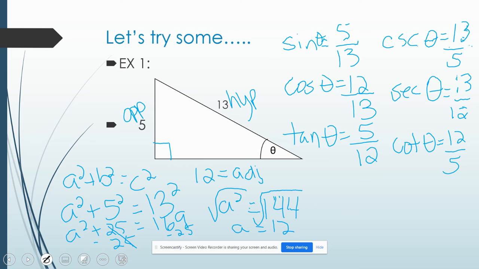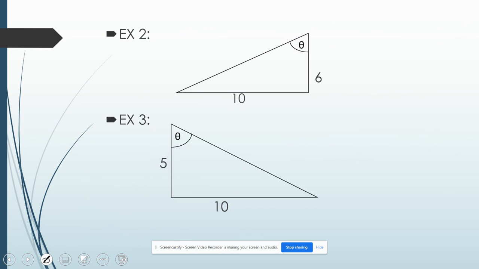Let's try one more for today. Let's do example 2. There's my right angle, which makes this my hypotenuse. 6 is the adjacent because it's touching where my theta is. And 10 is my opposite.